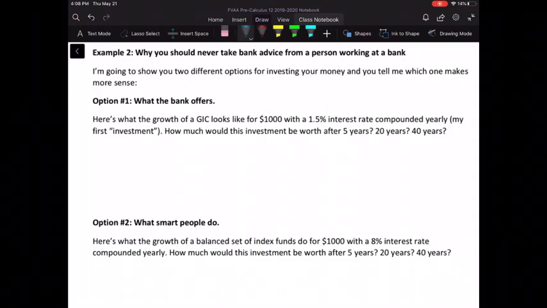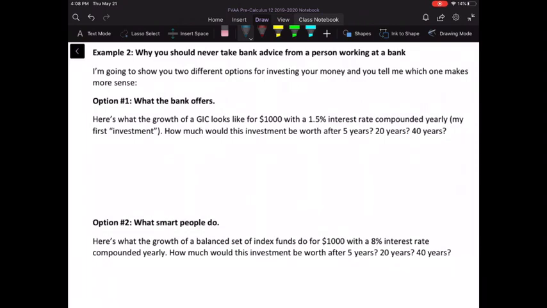So you want to know some things about money before you just take advice from anyone from a bank or anyone on the internet for that matter. You want to do your research. So I'm going to show you 2 different options for investing your money, and you tell me which one makes the most sense.